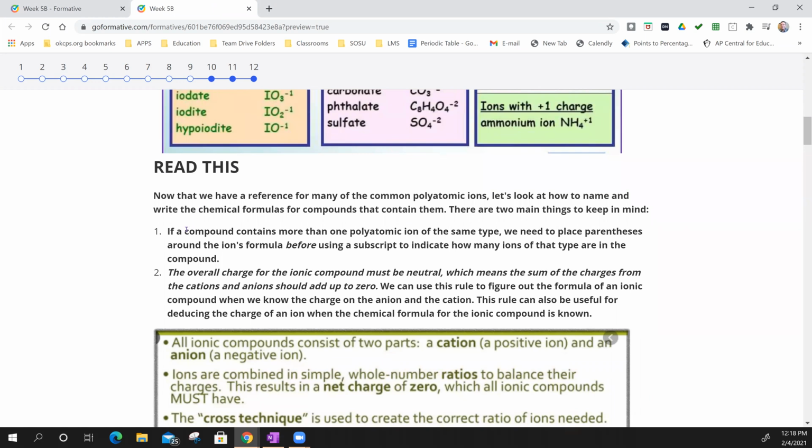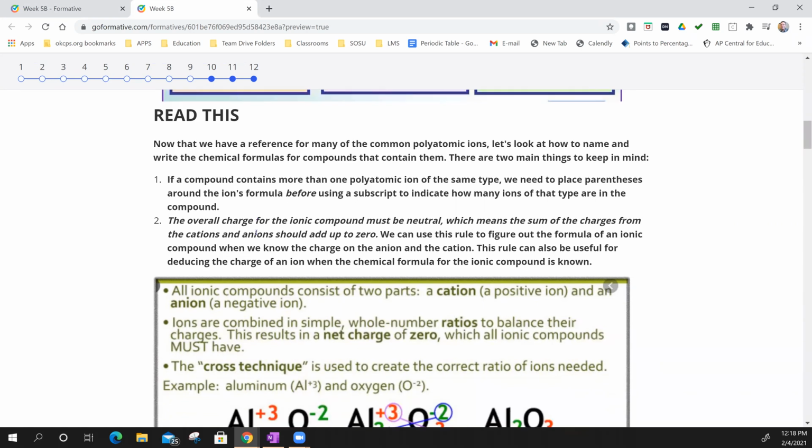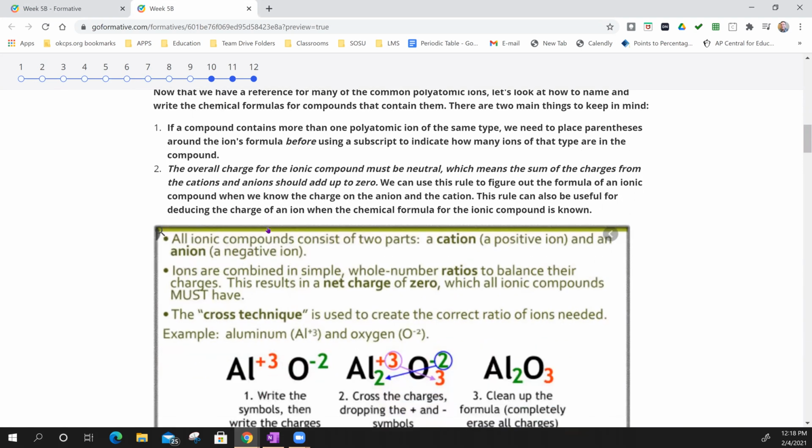The most important thing here is that if you have a compound with more than one polyatomic ion, you need to put parentheses around it to indicate the number of polyatomic ions that you have there. If you don't use parentheses, that is definitely going to cause you to have a wrong answer. You can use one when it's not needed and you will be okay, but if you don't use one when it is needed, it is a problem. Just like any ionic compound, the overall charge must be neutral, or zero. So when you add up the charges from the cations and the anions, they should add up to equal zero.